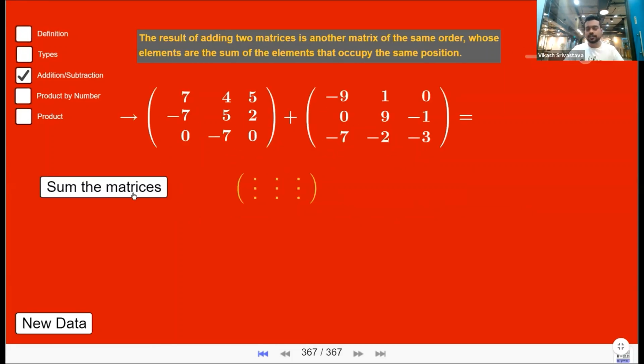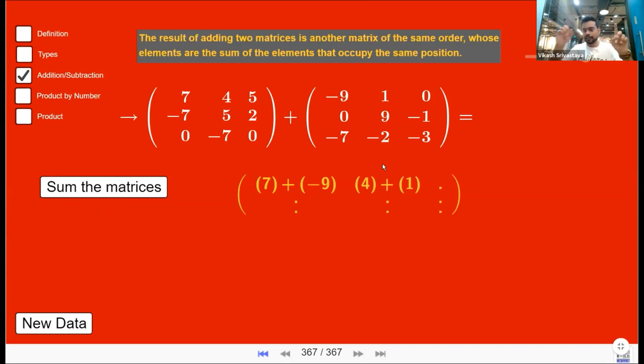Let's sum these two matrices. As you can see, both are of order 3 cross 3. When I click on this button, which is sum the matrices, the first element will be 7 plus minus 9. The second element will be 4 plus 1.